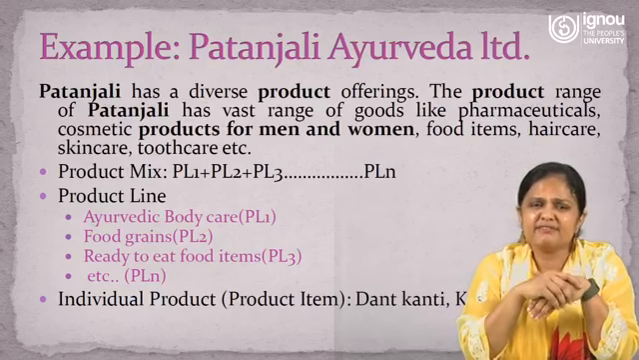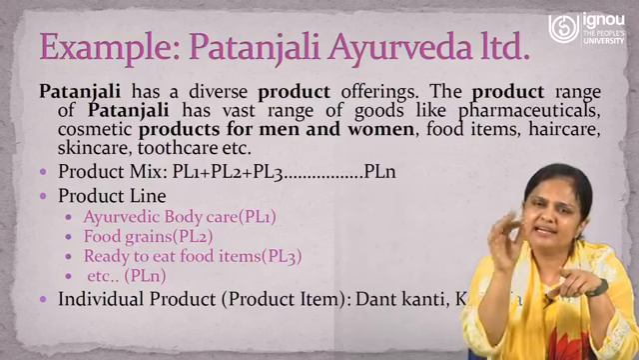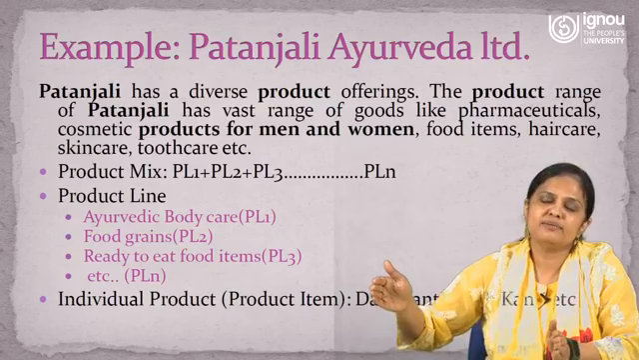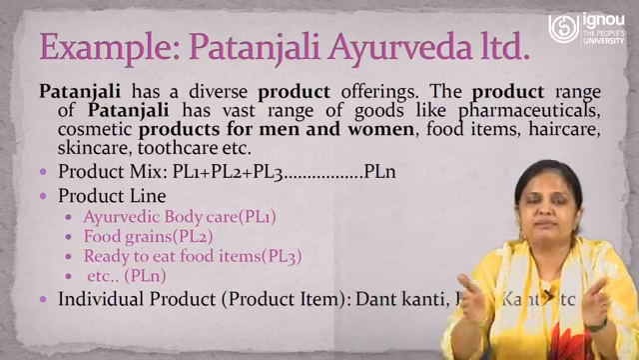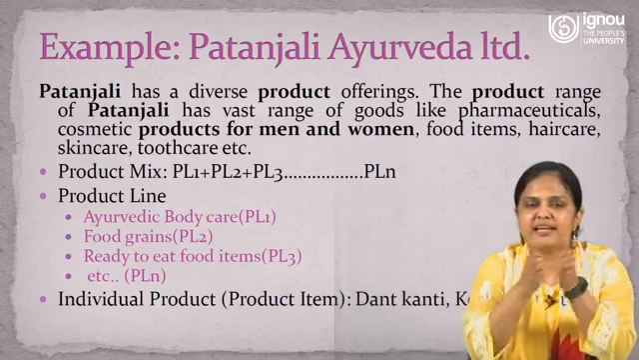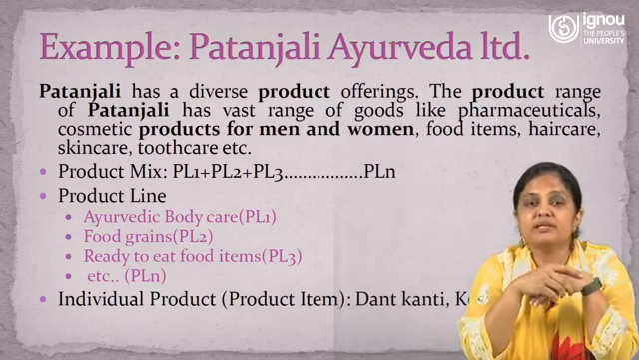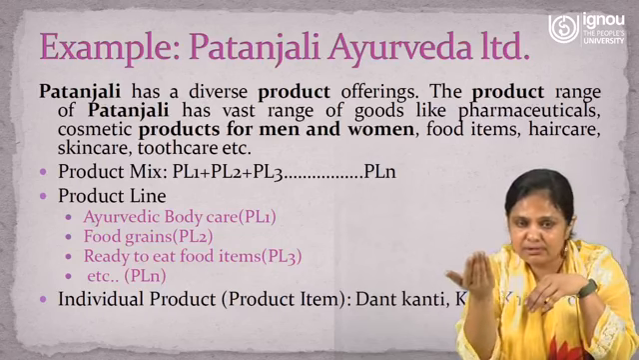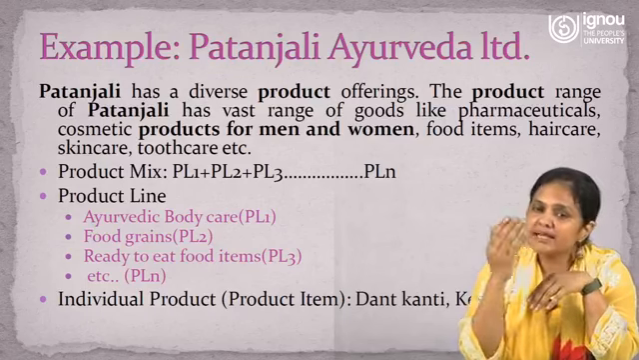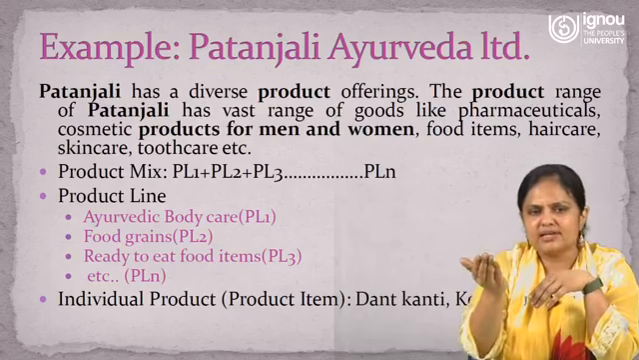So if we say what is product mix: product line 1, product line 2, product line 3, and likewise whatever number of product lines Patanjali Ayurveda Limited has, if you add them, it becomes a product mix. And if you talk of a separate range, that will become a product line. Say for instance, in this case we have taken Ayurvedic body care, maybe this is product line 1, food grains, maybe this is product line 2, ready to eat food items, product line 3, and so on and so forth, they have various other product lines.